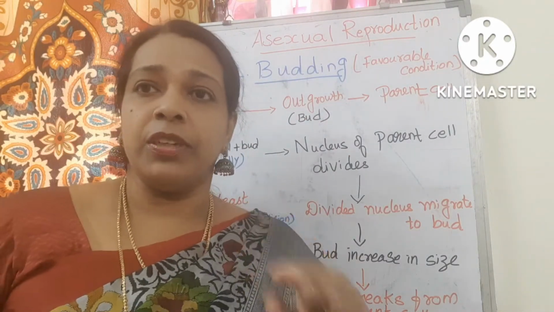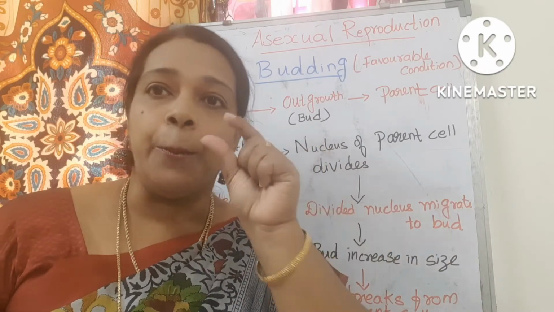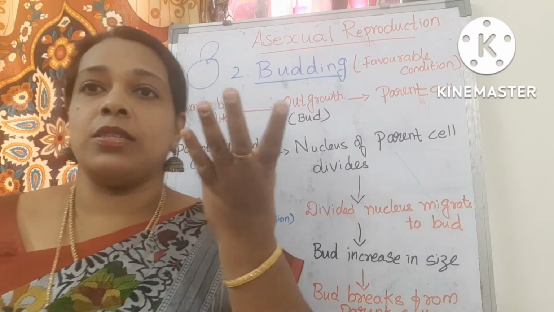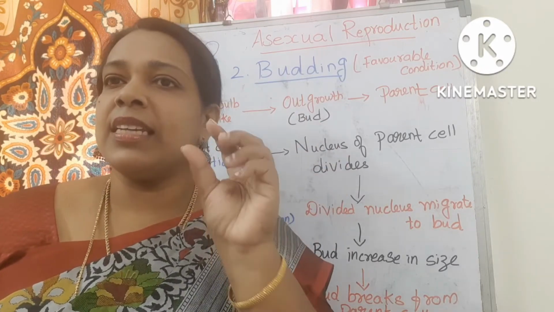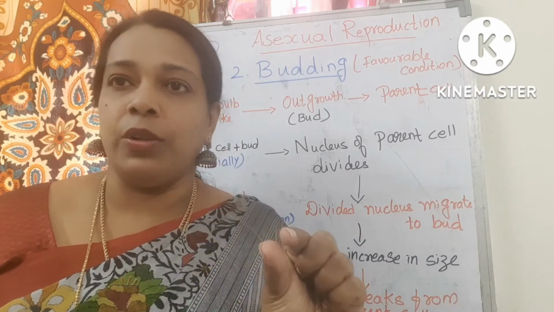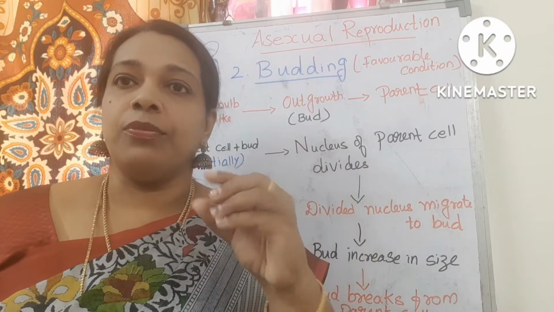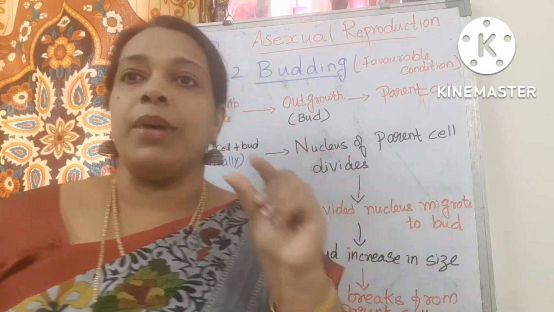Coming to the second type of reproduction, it is known as budding. By the word budding, we mean a process where a bud is formed. Bud, we all know, before a flower blooms, first it forms a bud. Bud in the sense it is smaller in size. Bud is smaller than the flower. The bud blooms into a flower, so before that we call them bud.